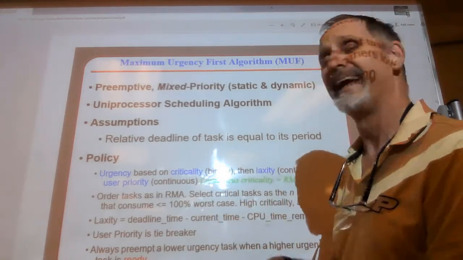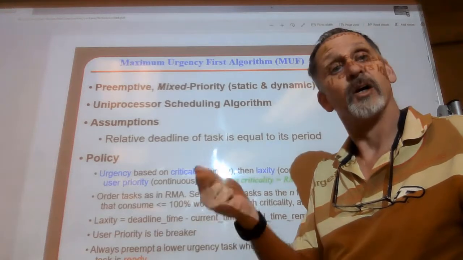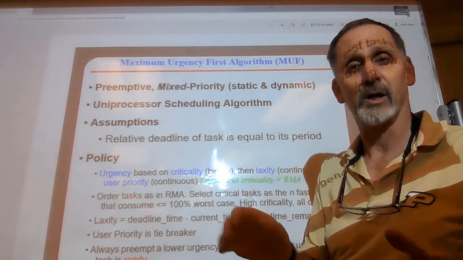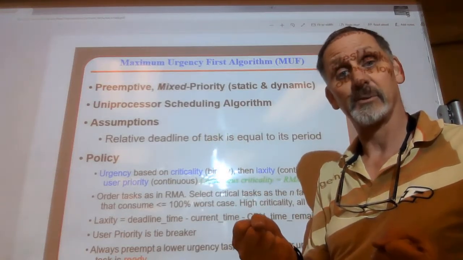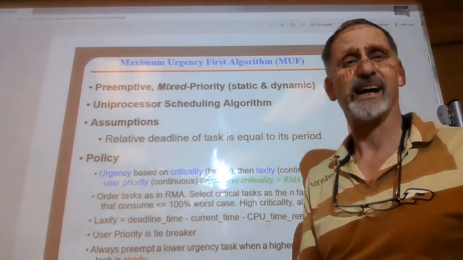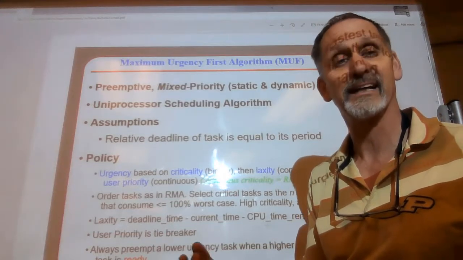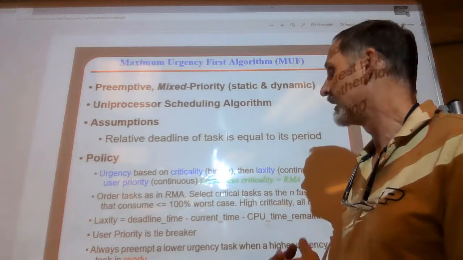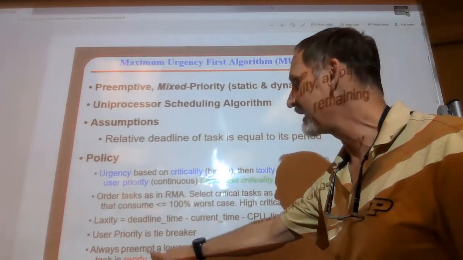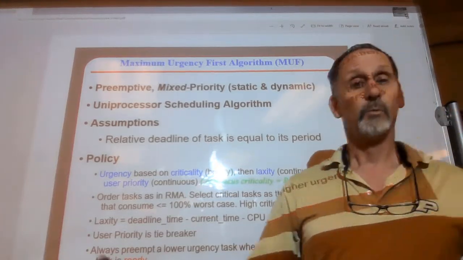And again, with EDF or MLF, earliest deadline first or minimum laxity first, either one of those, they're going to schedule to the 100% bound. And the ties don't matter in that case because whether it's a tie in laxity or a tie in deadline, it's still going to work. So, again, the policy is the same: always preempt a lower urgency task when a higher urgency task is ready.